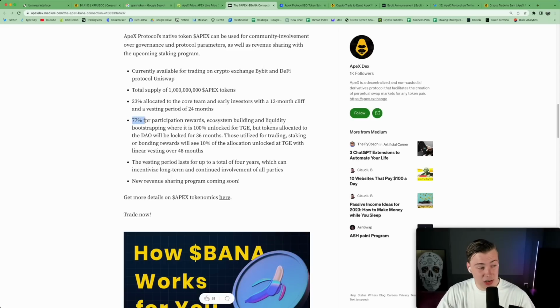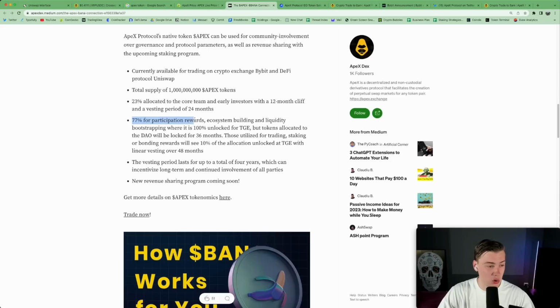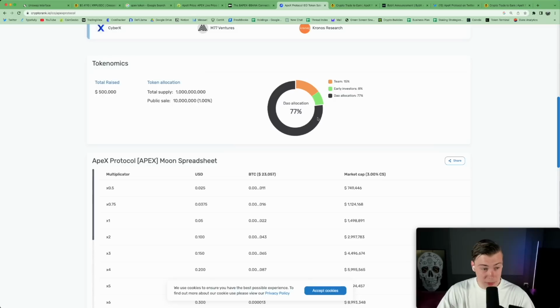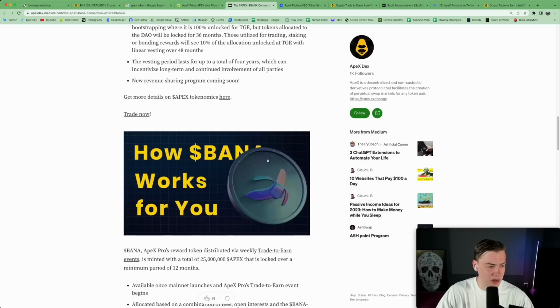There's 77% of the total token supply allocated for participation rewards, ecosystem building, and liquidity bootstrapping, and only 23% allocated for the core team and early investors. Tokenomics wise, personally, I don't think this is a bad allocation at all. They're giving a lot back to the community as incentives to trade on the exchange.